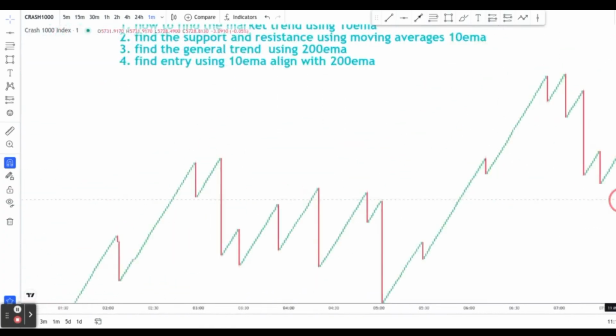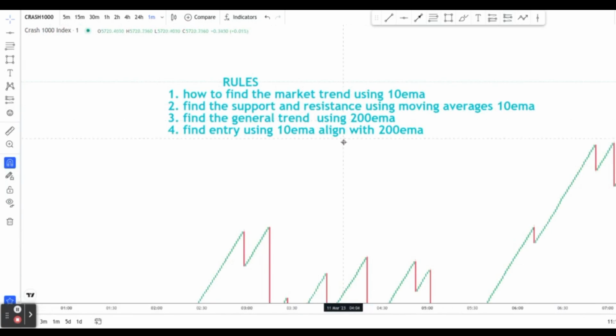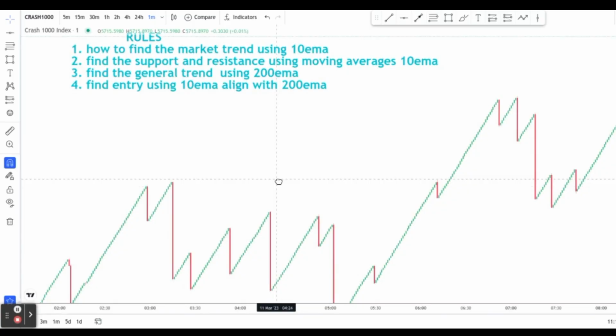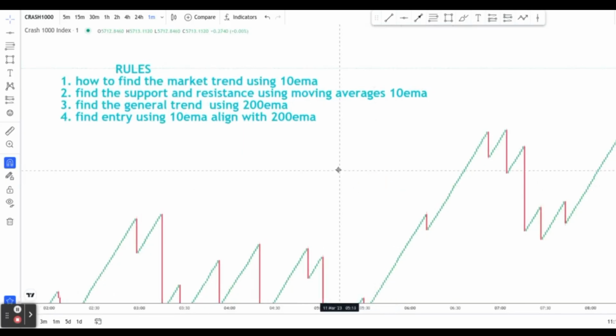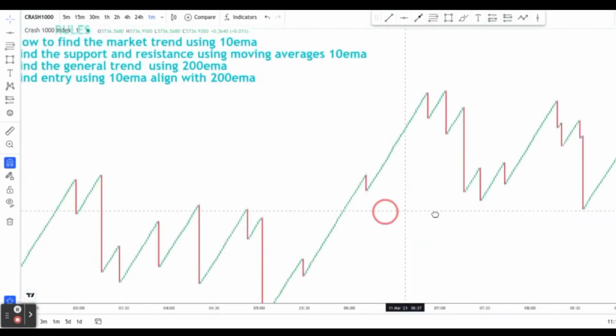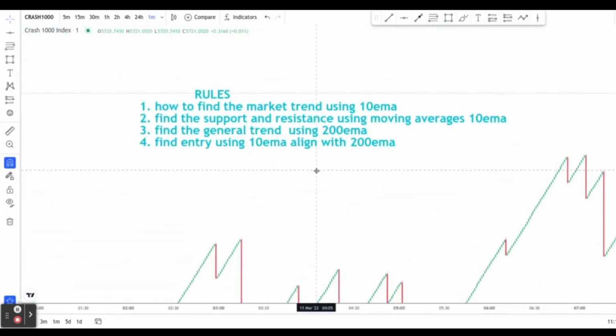You understand? First of all, in every market in trading, you must learn how to find the market trend. That is the market direction. So the first rule is how to find the market trend using 10 EMA. You know what EMA stands for? That is exponential moving average. You understand? So we are going to add the indicator to our charts now.